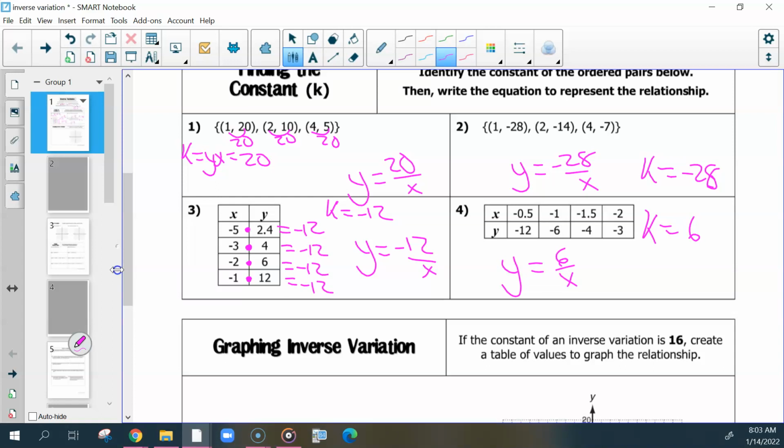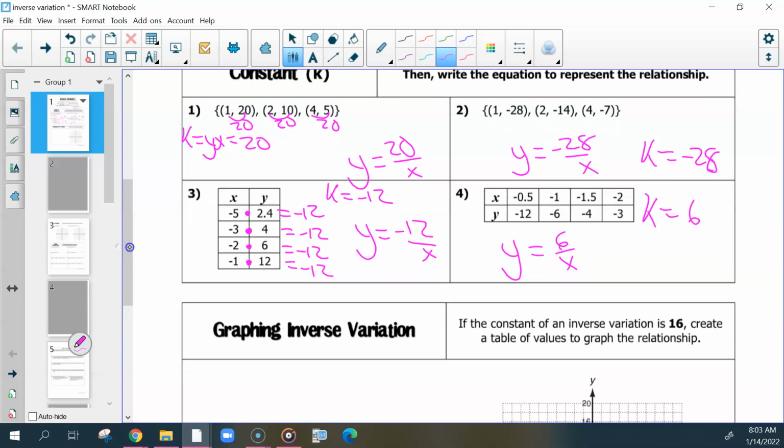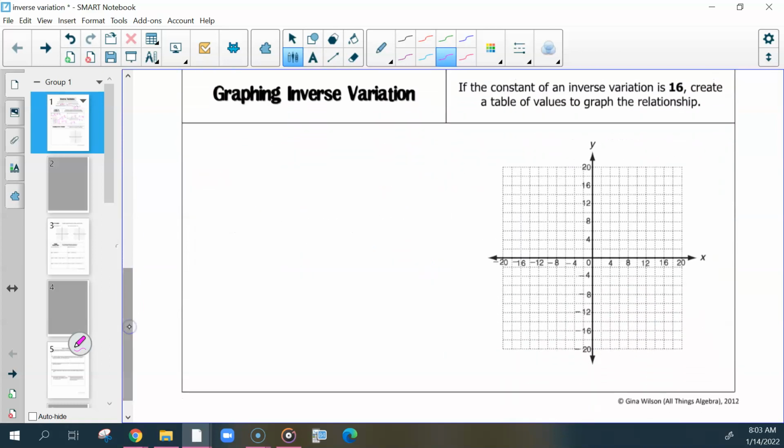Right? The next part of this is graphing. We are not actually going to graph. I'm just going to show you what it would look like. So we're going to do this one example together, and then you can skip the next two. So for this, because we know that k is y times x, I'm going to write that up here. And they tell us our constant is 16.